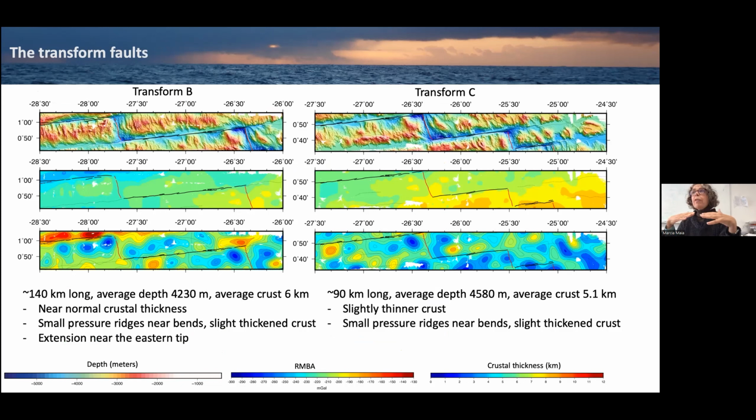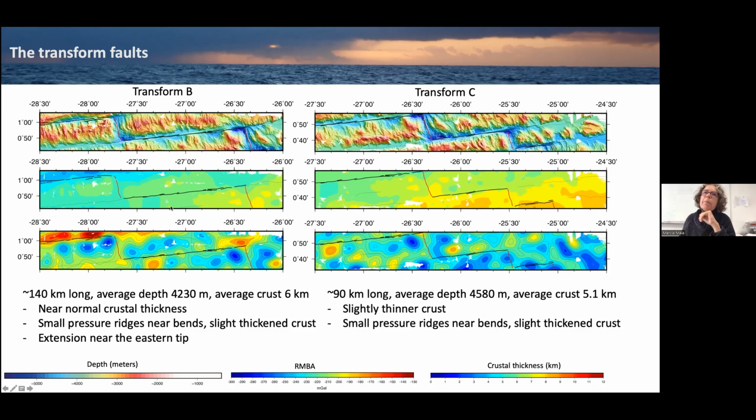So we are starting with the simple transforms, which are transforms B, C, and D, and leaving the more complex one, which is transform A, to the end. Transform B is about 140 kilometers long, with an average depth of 4,200 meters and an average crust of 6 kilometers, which is very close to a near normal oceanic crustal thickness.